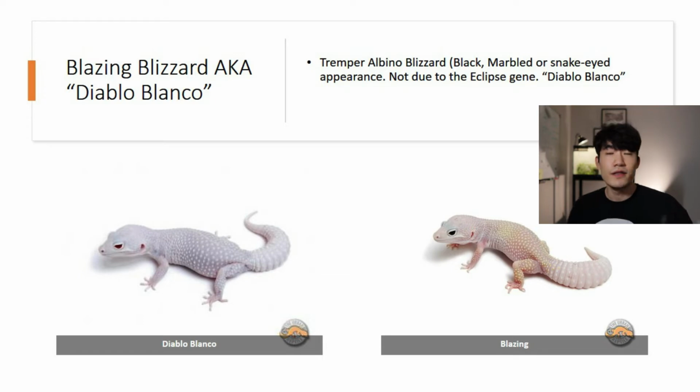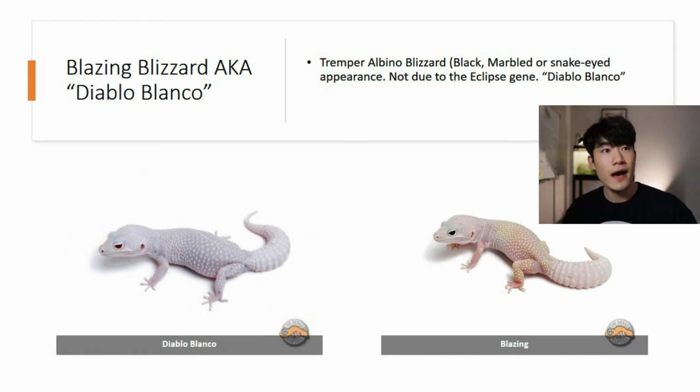So I just put it as AKA Diablo Blanco because Tramper is one of the common ones within that Blazing Blizzard category. And this is one cool piece of information that I found while doing research: when you have a Diablo Blanco, a Tramper albino Blizzard, they tend to show this eclipse appearance on their eyes. It has nothing to do with the eclipse, but when you have a Tramper albino Blizzard, it somehow gives your gecko a black eye or marble eye or snake eye appearance. It has nothing to do with the eclipse, so just be aware. And I'm going to be explaining something about this at the end, so stay tuned.